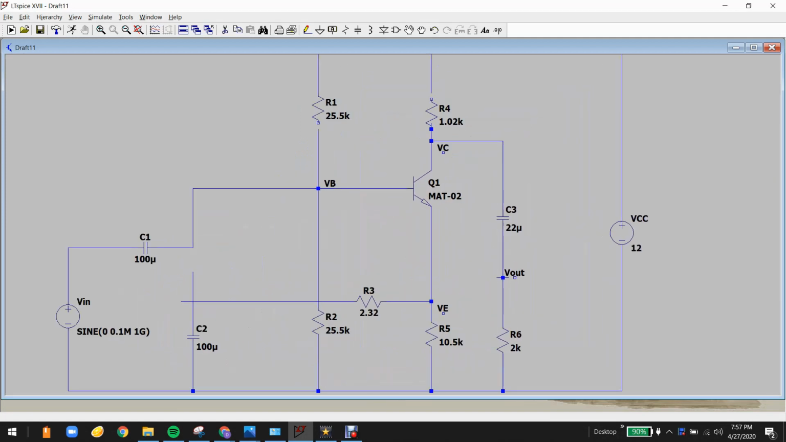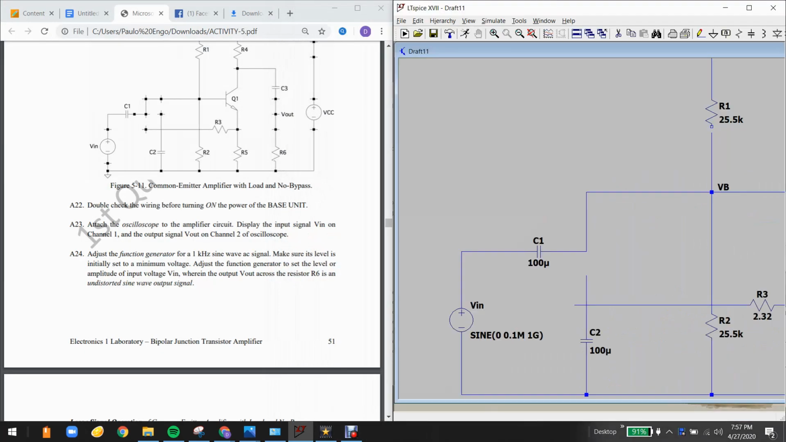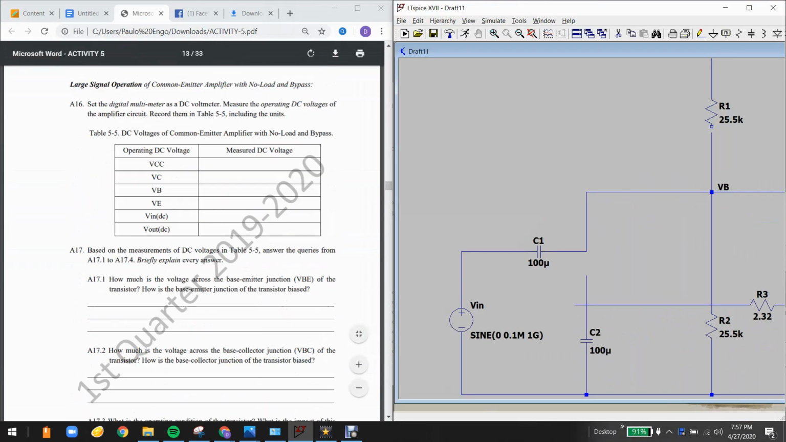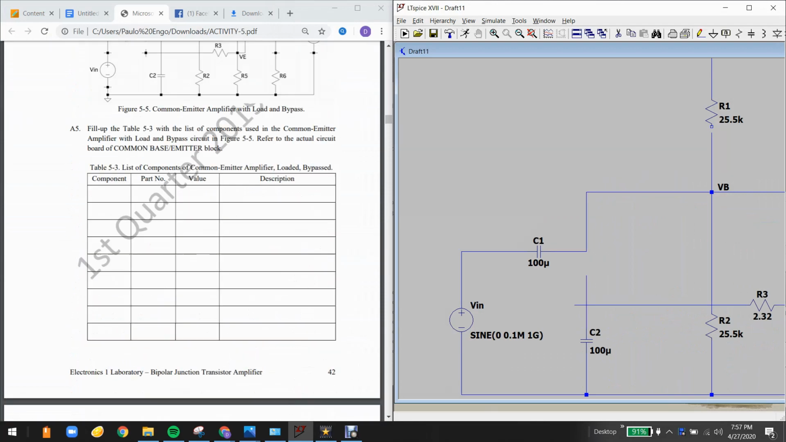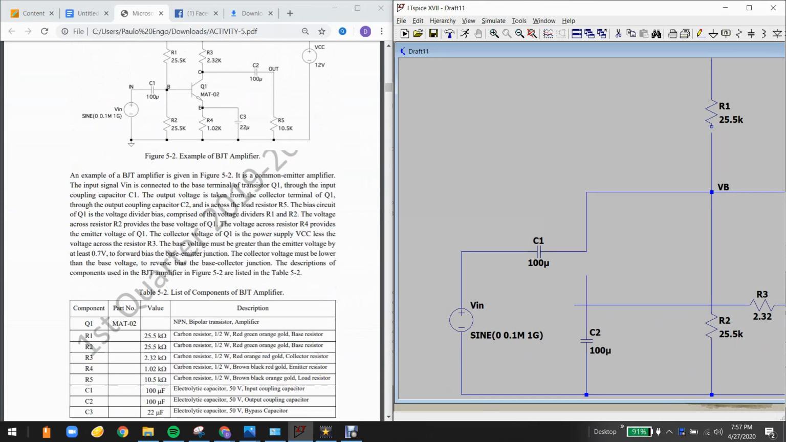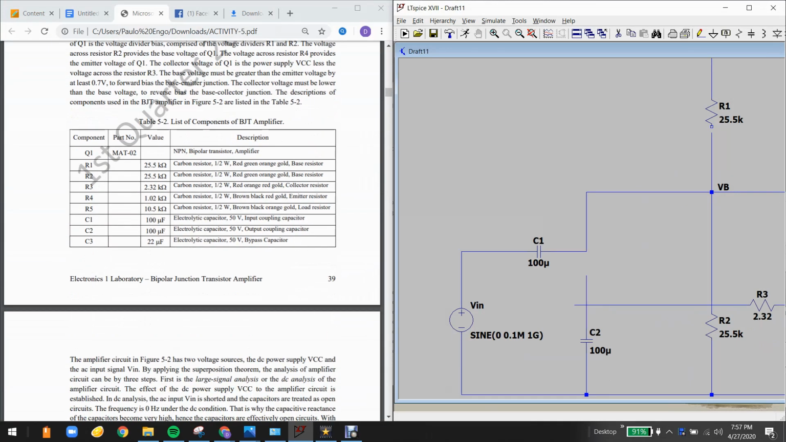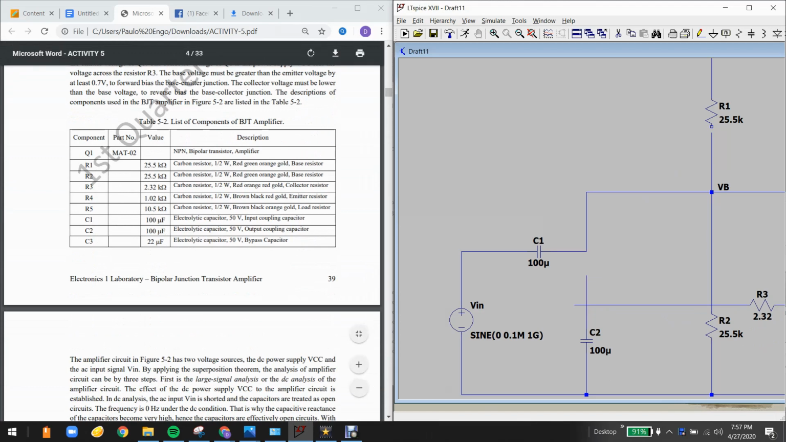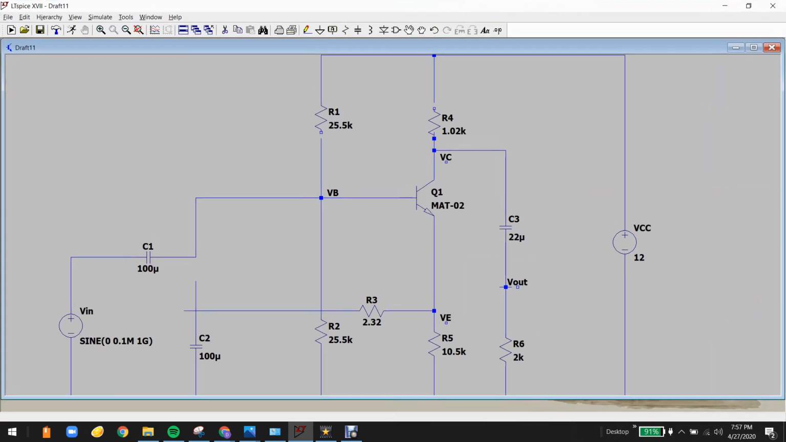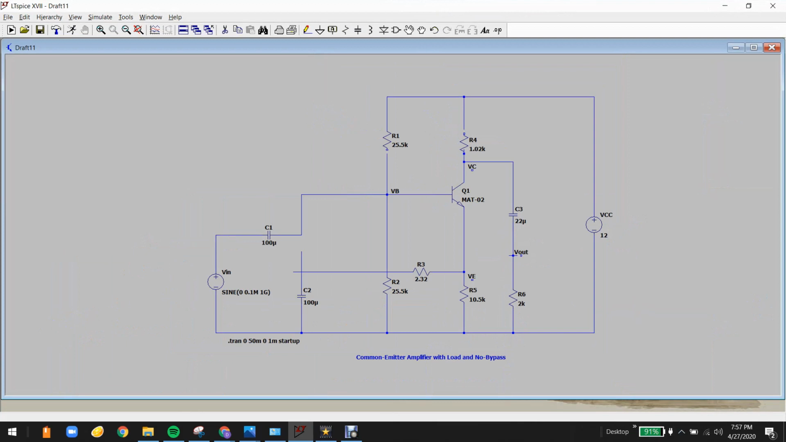Okay, one correction. This Q1 should be MAT-02. That's in accordance with this list. It's important to specify the part number of component Q1. Other than that, that's the common emitter amplifier with load and no bypass.